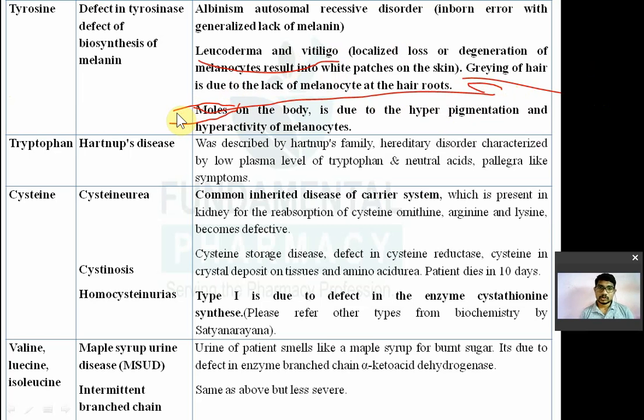Then next amino acid is nothing but the tryptophan. So in metabolism of tryptophan, there is a disorder known as Hartnup disease. So Hartnup disease is a metabolic disorder of tryptophan amino acid. It was described by the Hartnup family, which is again also hereditary. उसमें भी जेनेटिक प्रॉब्लम होता है, हेरिडिटरी होता है. Hereditary disorder characterized by low plasma level of tryptophan. तो ब्लड में ट्रिप्टोफैन का लेवल कम हो जाता है इसमें, इसको बोलते हैं हार्टनप डिसीज.